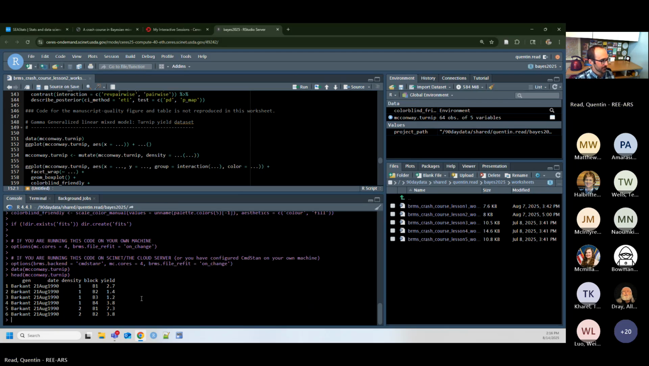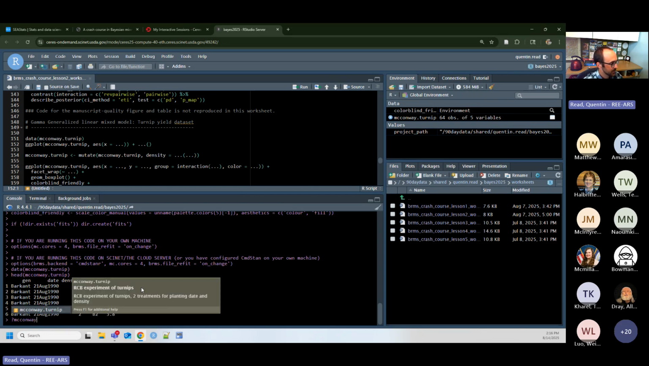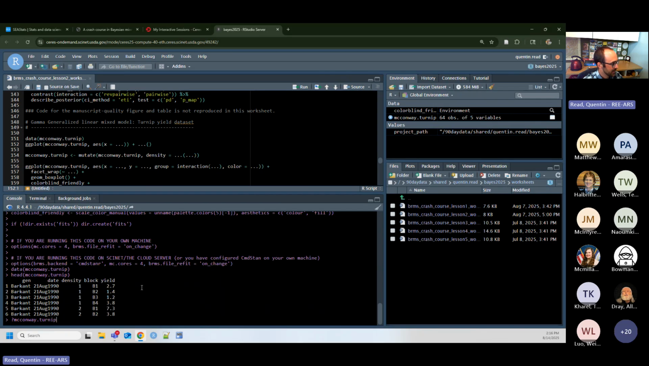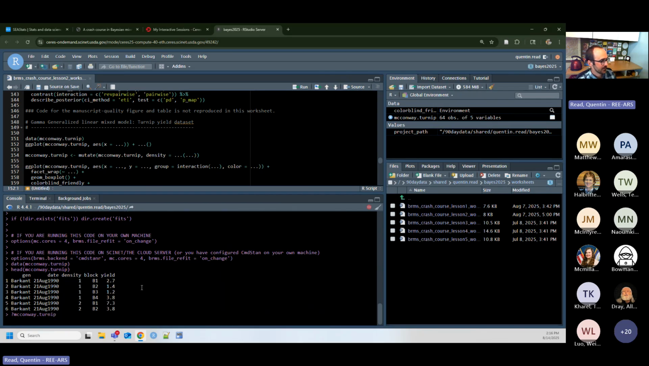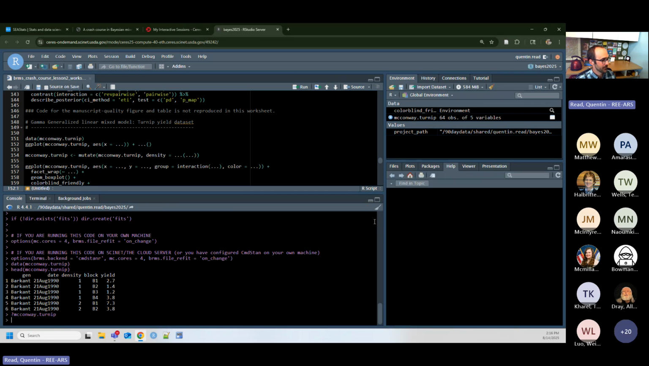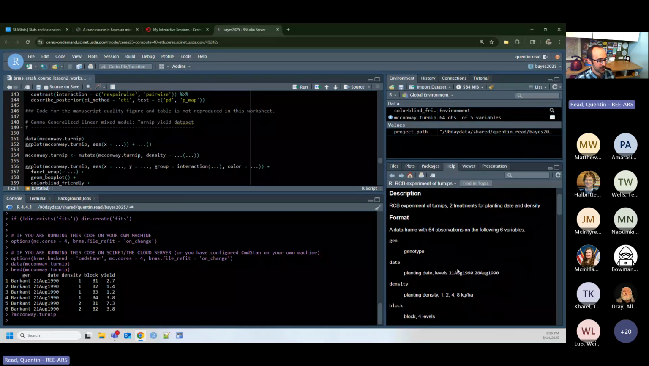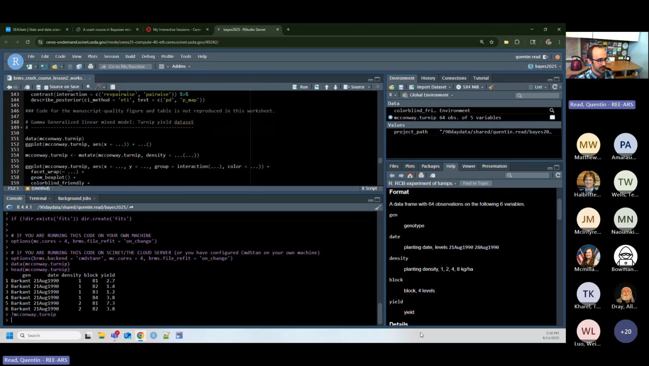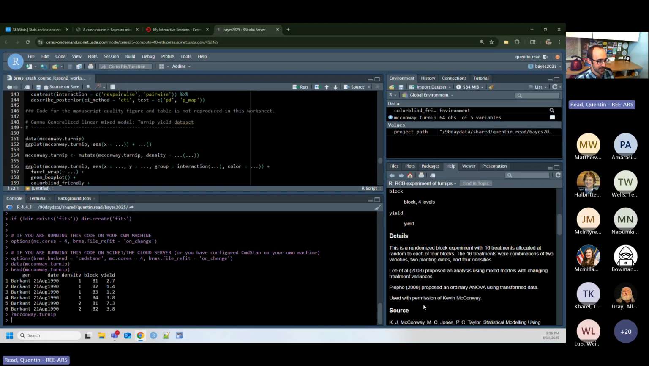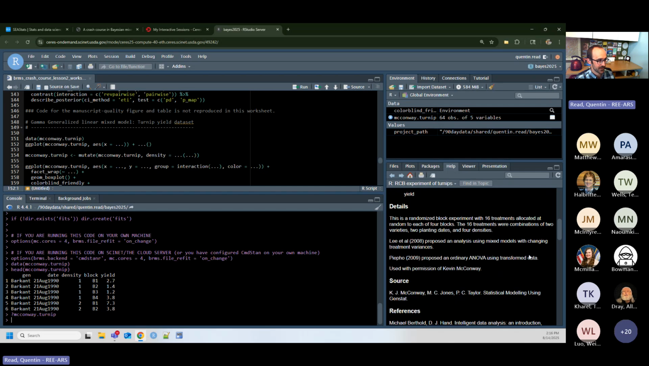And if you want, you can type McConway$turnip in your console, because all the data sets in this package have documentation that you can look at. If you hit enter, it will pop up in the help panel. Yep, so this is what I just went through. You have that documentation and the citation for where it was published and that kind of thing.